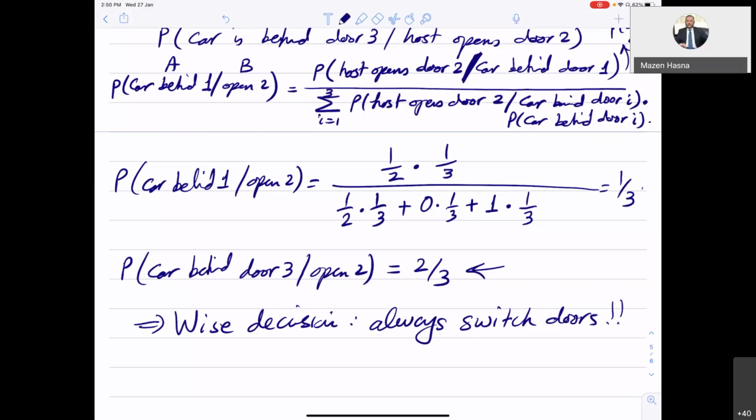Always switch. If at the beginning you picked door 3 and then he opened door 1, your wise decision is to switch to door 2. If you picked door 2 at the beginning and he opened door 3, switch to door 1. Always switch to the other door that was not opened.